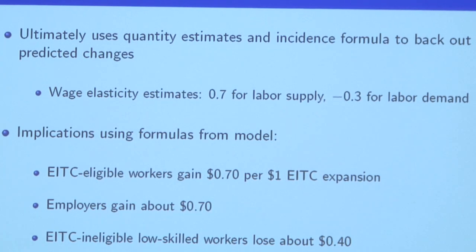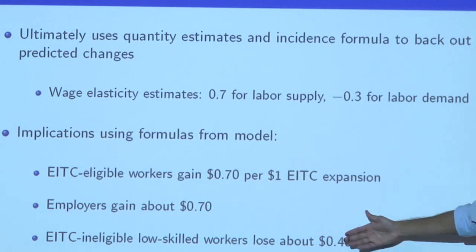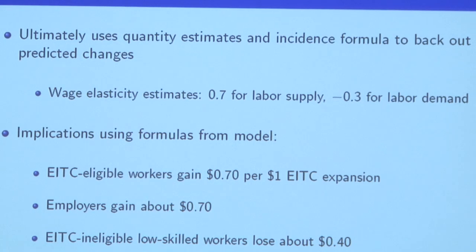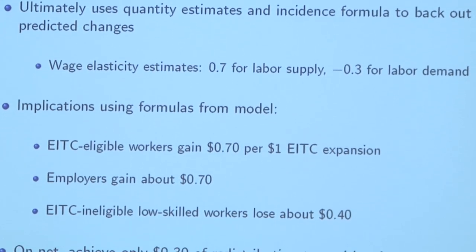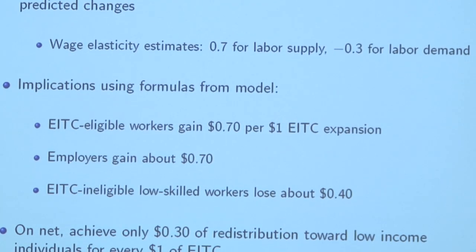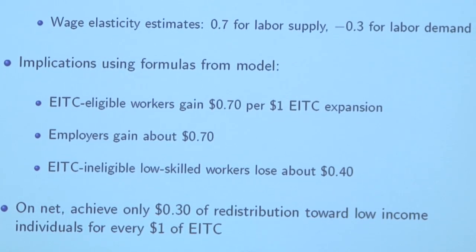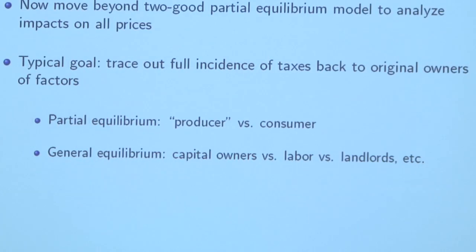And EITC-ineligible low-skilled workers are getting hurt because it's like, if I don't have kids, my wage is getting cut, but I'm not getting the subsidy. So I end up paying a price of 40 cents, and then that gets shared between these other guys. On net, we only achieve 30 cents of redistribution towards low-income individuals for every dollar of the EITC. So you can see that we spend $50 billion, we maybe get much less money in the hands of low-income individuals. This is potentially a serious critique of this policy, but my sense is we need to do much more empirical work. It's suggestive; we need to do much more empirical work to figure out what's actually going on.